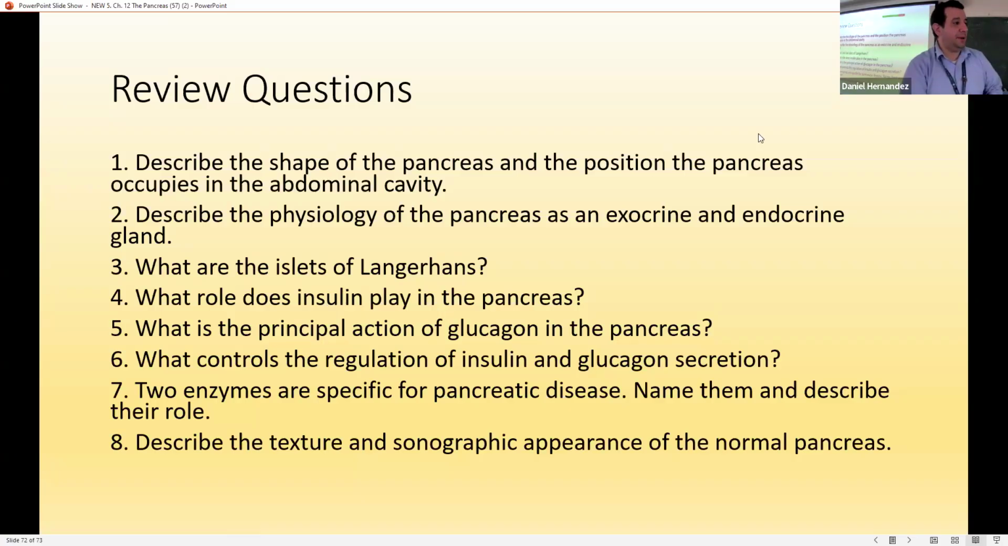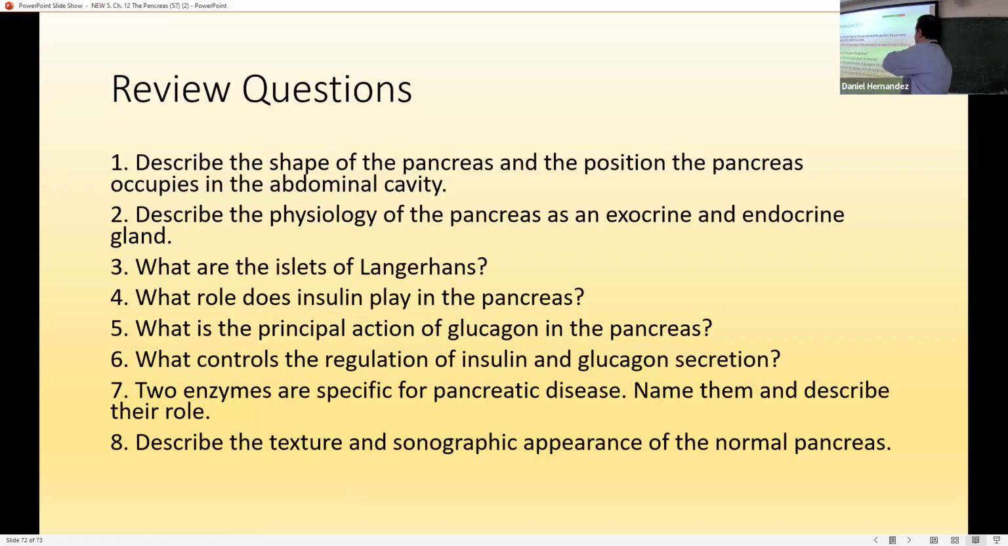What role does insulin play in the pancreas? So the insulin is responsible for lowering our blood sugar levels. The primary action of glucagon is to raise our blood sugar levels.